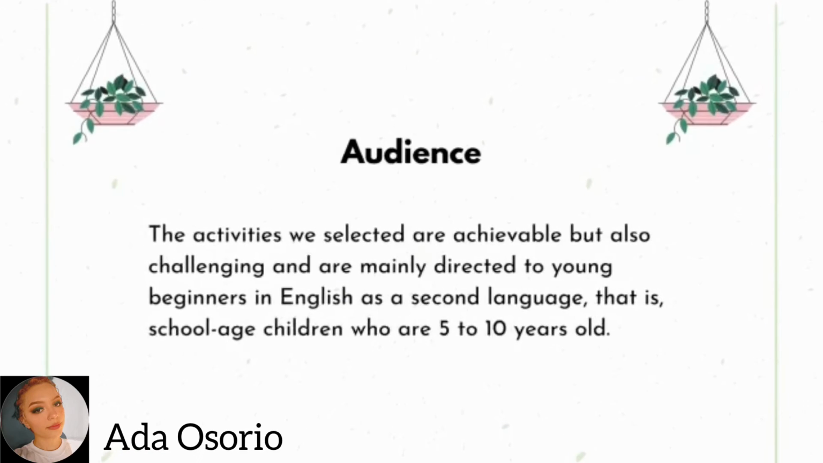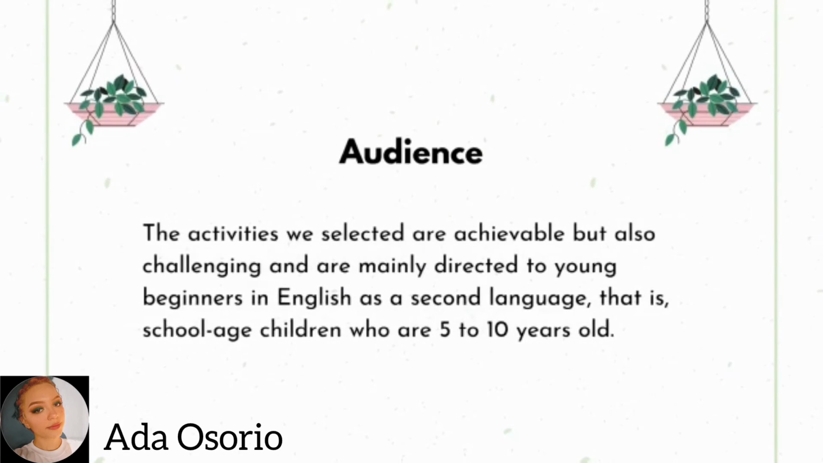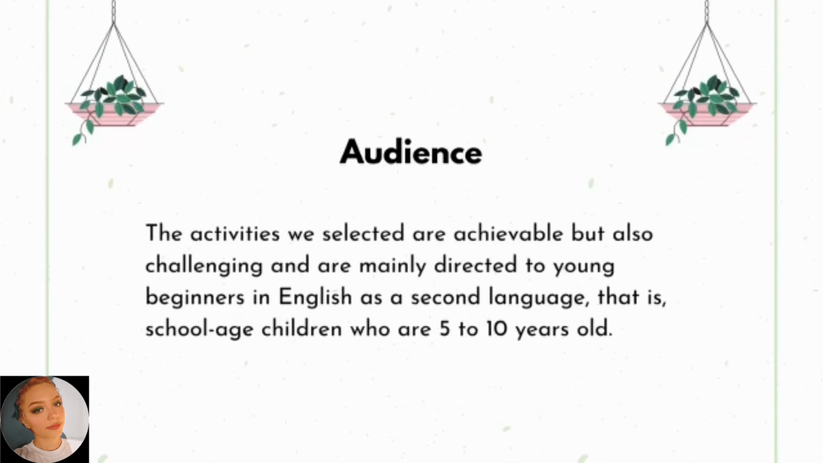Then we have the audience. These activities we chose are achievable but also challenging and are mainly directed to young beginners in English as a second language. That is, school-age children who are from 5 to 10 years old. These activities serve as a means of classifying groups or working pairs to establish a relationship of uniformity among them, since for some young children, interacting with their peers through activities can help.